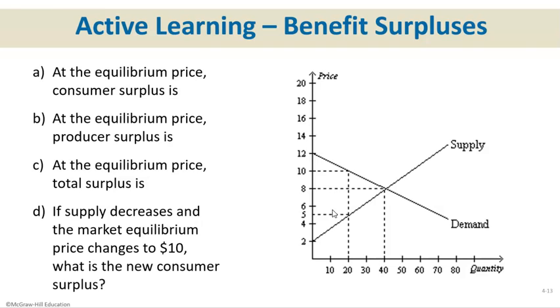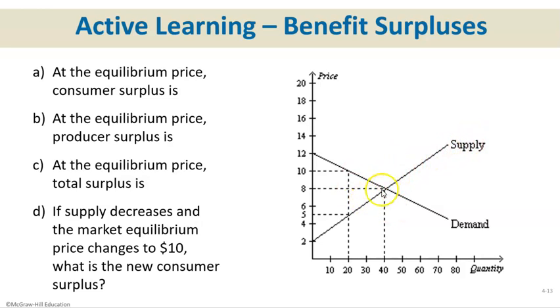consumer and producer surplus. For part D, the supply is going to decrease and the market equilibrium price is going to change to $10. What that's going to look like on your graph, and hopefully you have this printed off so you can actually write on it.